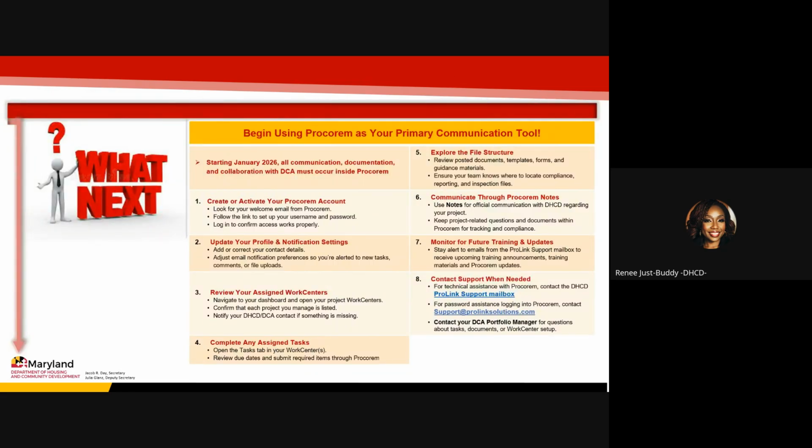So what's next? Obviously, we'd like for you all to begin using Procorem as your primary communication tool beginning in January 2026. So beginning in January 2026, all communication, documentation, and collaboration with DCA must occur inside of Procorem. So what that means for you is you're going to want to first create your Procorem account once you receive your invitation. So you'll receive your welcome email, then you're going to follow the link to set up your username and password and log in to confirm your access works properly.